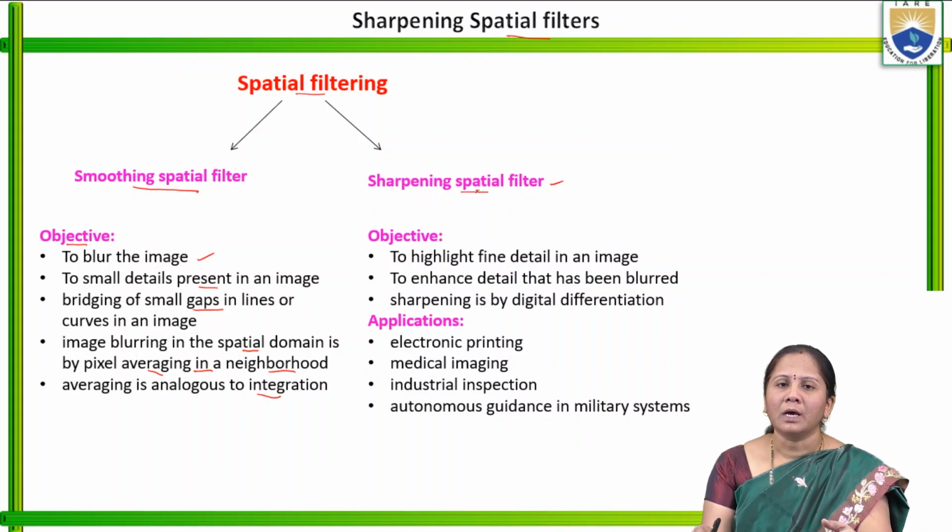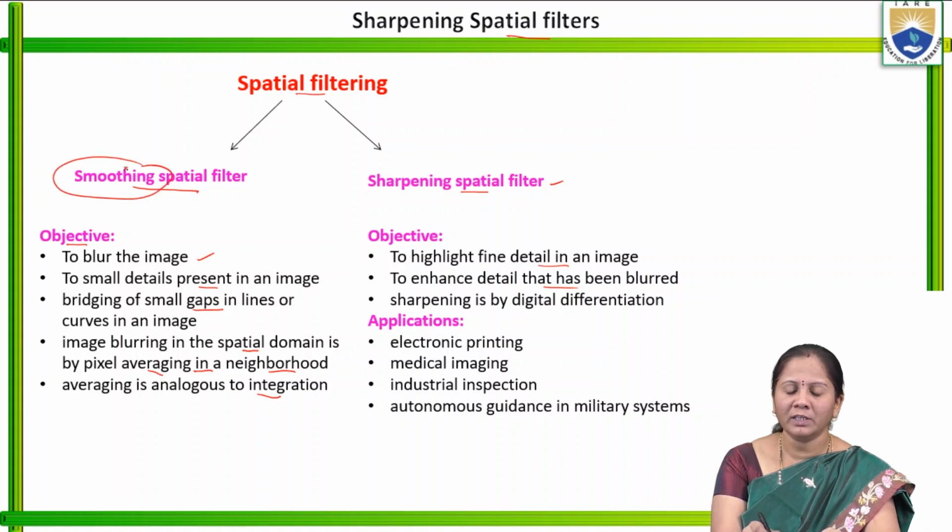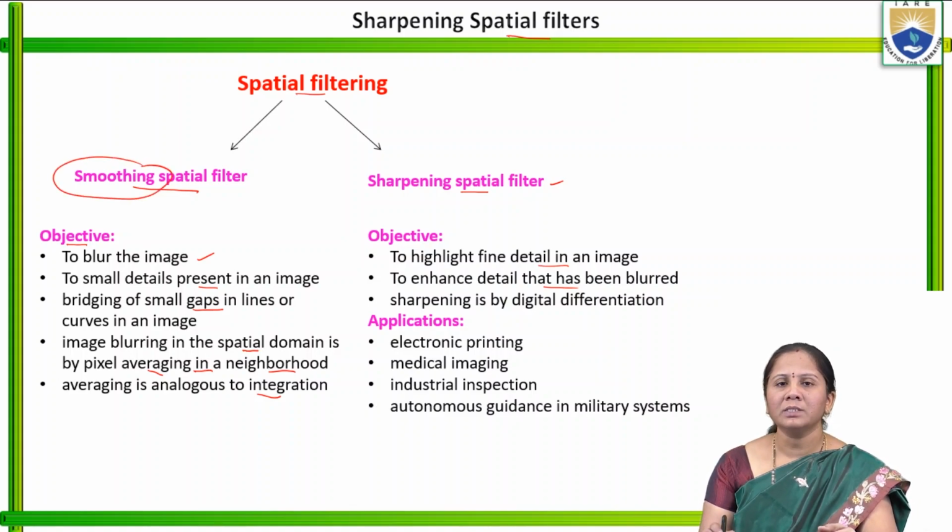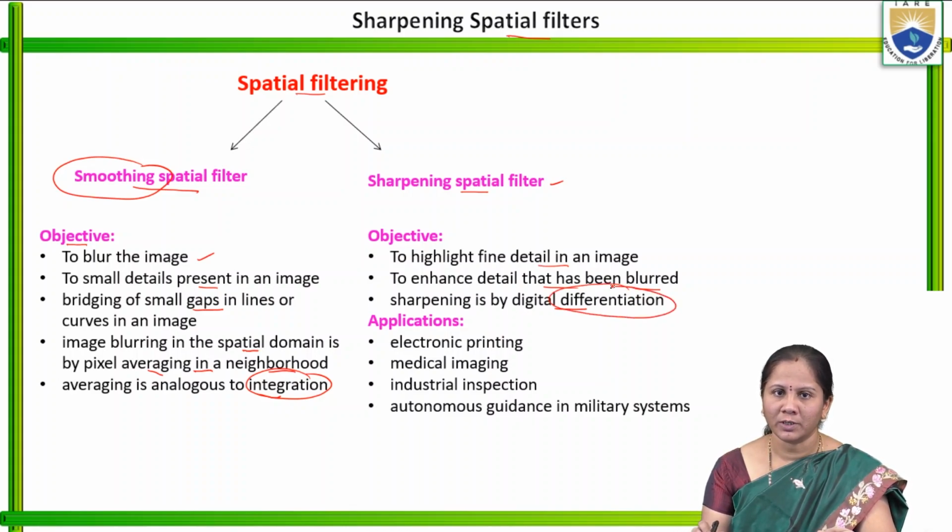Now coming to sharpening of spatial filters. The main objectives of sharpening spatial filters are to highlight the fine details in an image and to enhance the detail that has been blurred. So the smoothing spatial filter is used to blur the image, whereas the sharpening spatial filter is used to enhance the details present in blurred images. Sharpening is done by digital differentiation. Averaging is similar to integration, whereas sharpening of spatial filters is similar to differentiation.